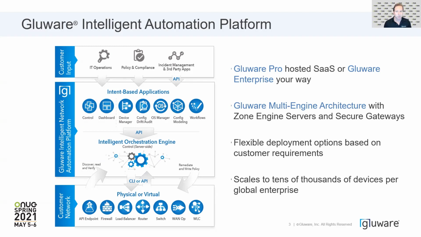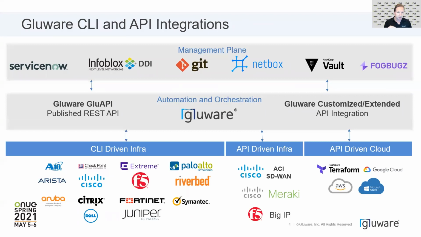Or we can deliver through Gluware Enterprise OVA format or virtual machine format that can be deployed any way you see fit in your environment: on-prem, in your cloud, in a public cloud, in a private cloud. And it's powered by our multi-engine architecture, which allows us to scale to automate tens of thousands of devices.